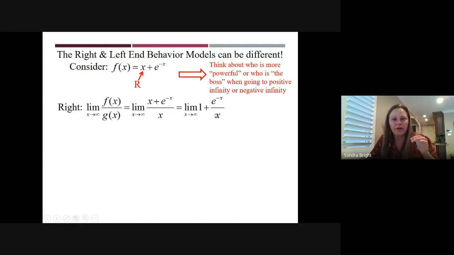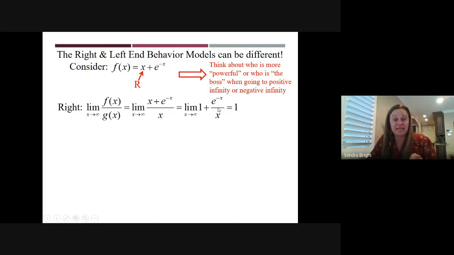So now I've got a 1 over x times e to the positive x, and x is going to infinity. You're definitely dividing by infinity. And so this guy zeroes out, and you're left with taking the limit of 1 plus 0. And so that's a 1. That's what I needed to show.